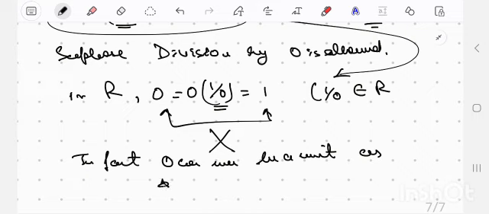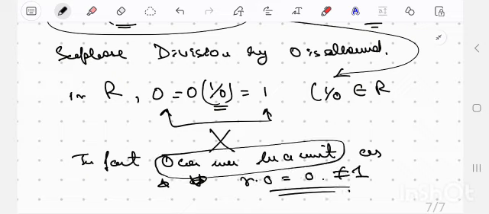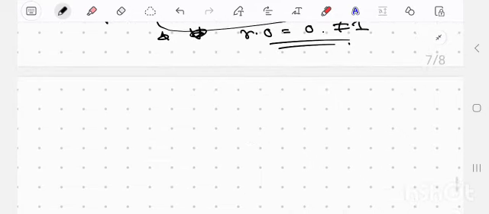Because when an element is said to be a unit, there exists another element which when multiplied gives you 1, but if you multiply any element by 0, you will get 0. You will never get 1. So you can never treat 0 to be a unit, and you can never allow division by 0. Or rather, the other way of saying it, you can never allow the notion of the inverse of 0. Okay, you need to keep this in mind.